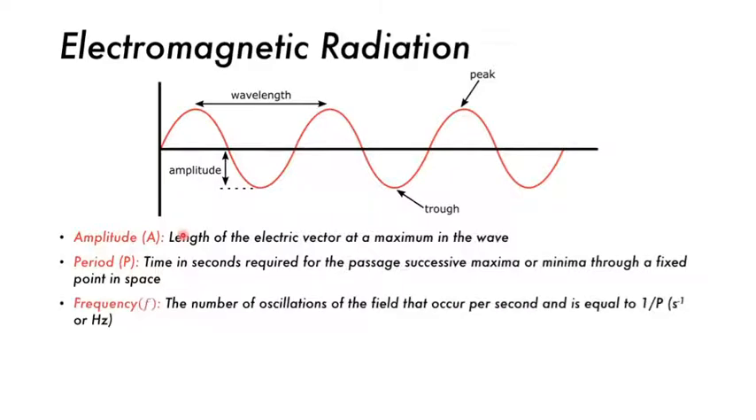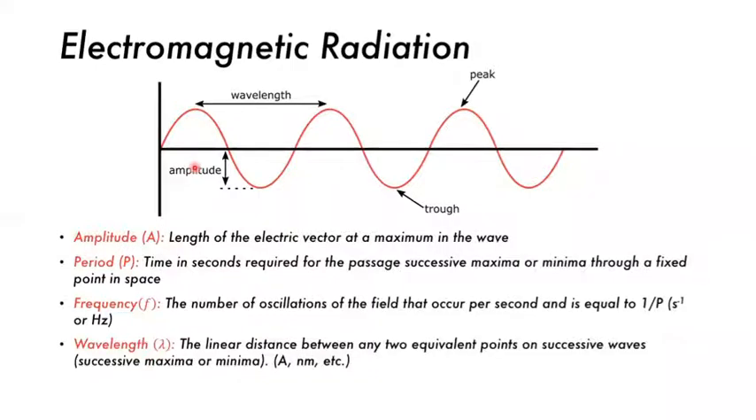Frequency then is the number of oscillations of the field that occur per second and is equal to 1 over P, which is given in reciprocal seconds, so seconds to the -1, or hertz. Hertz is probably the more common unit. So that's how many periods happen per second.